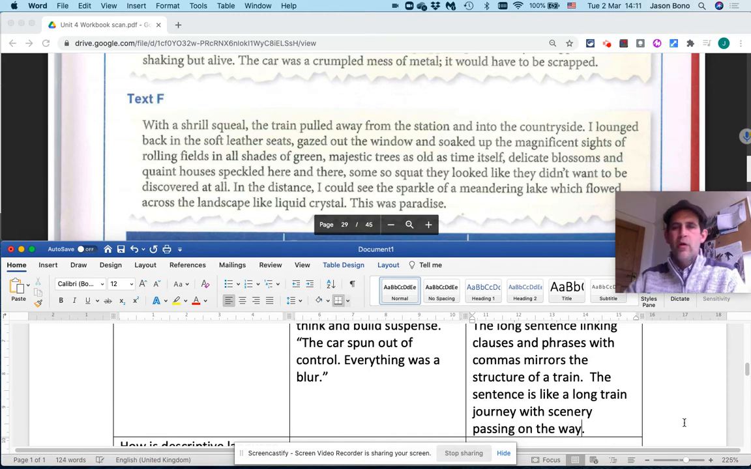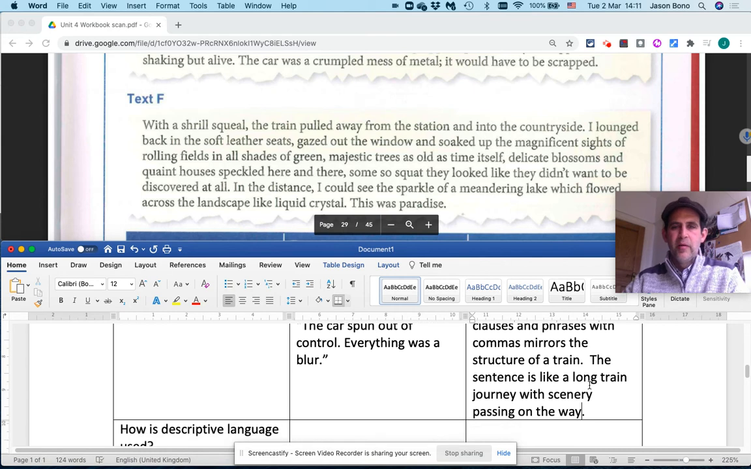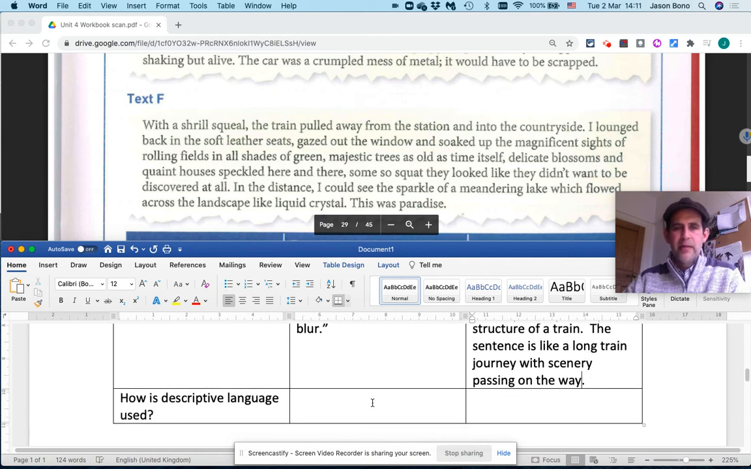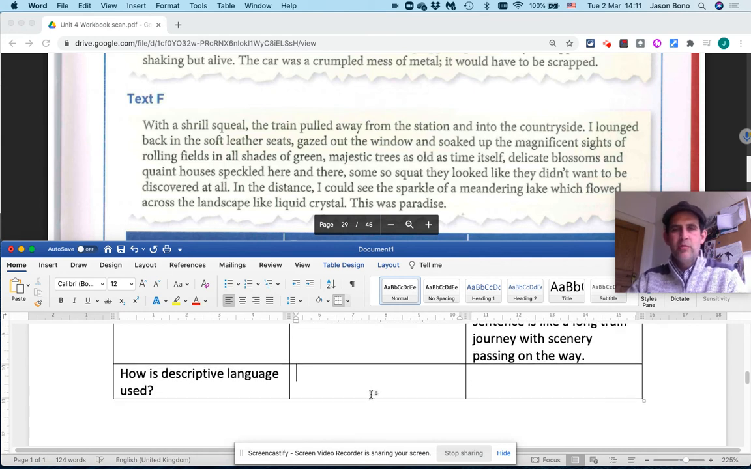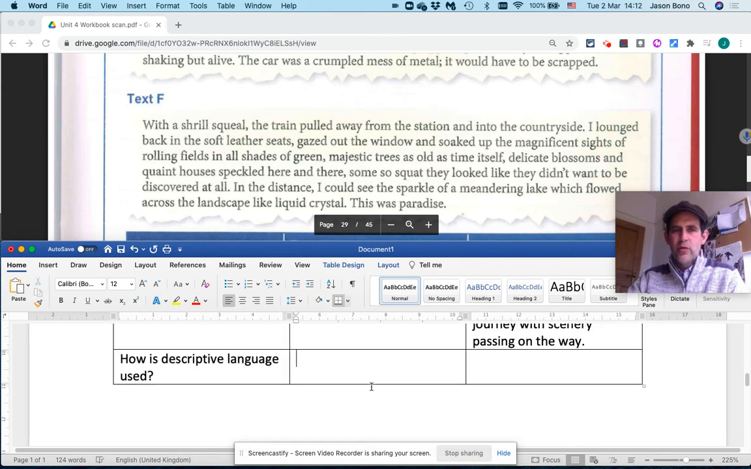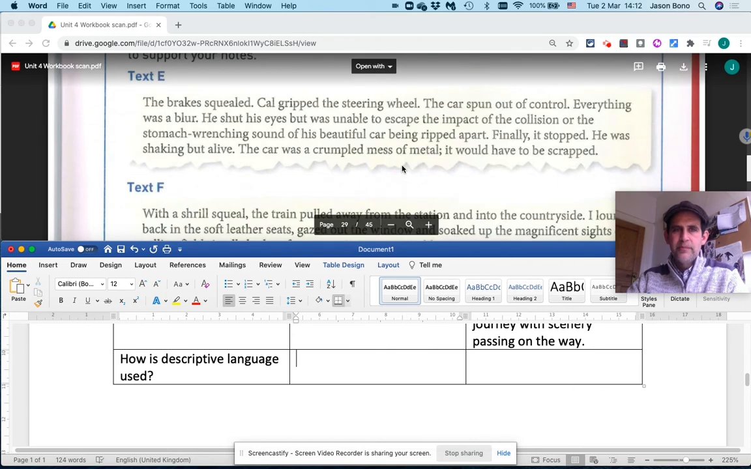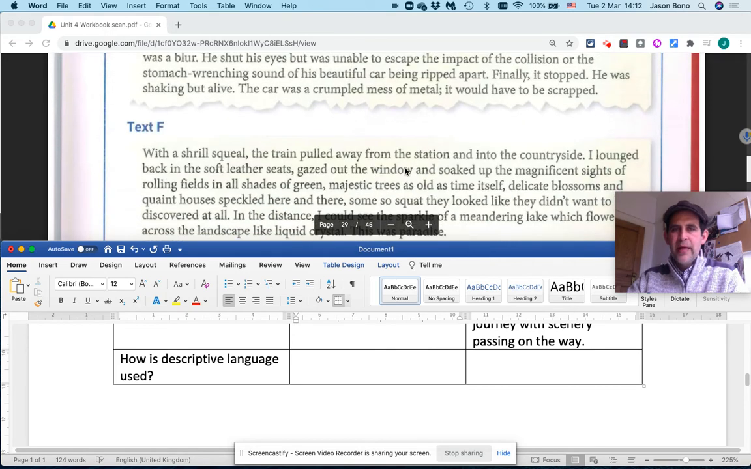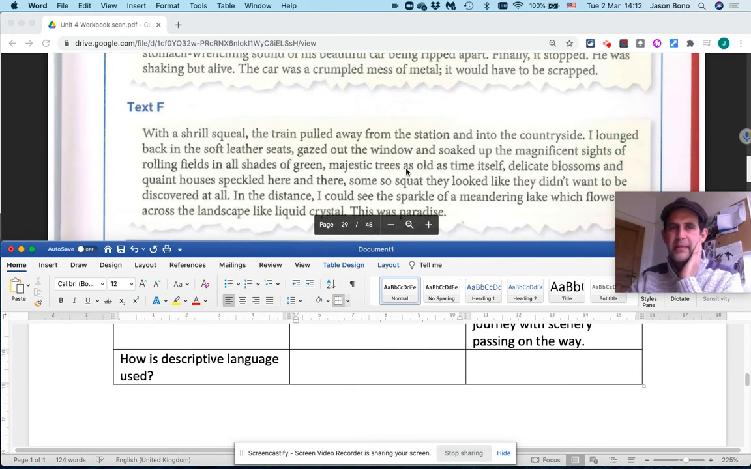On the way. Okay, now I'm getting a little poetic there, but you get the idea. Okay, now let's go to this last bit. There's a really big difference in the way that descriptive language is used between these. Now, that last sentence that I just mentioned is a great example. It's a very long descriptive sentence, and the description is of the countryside.